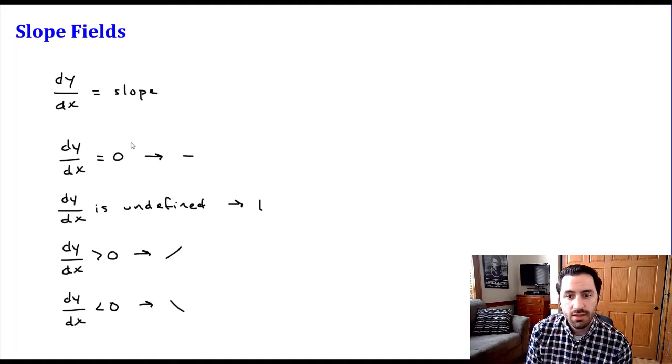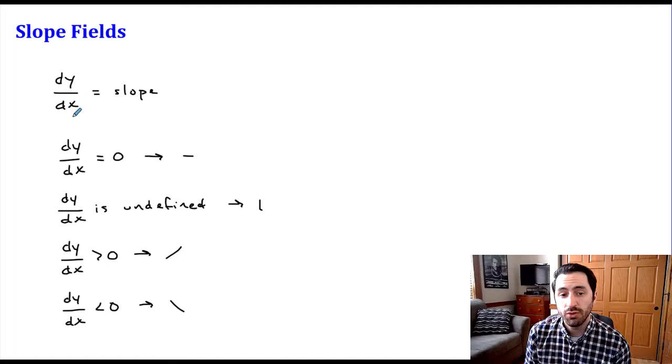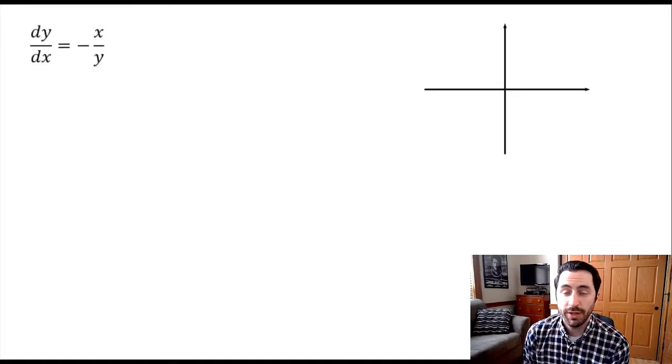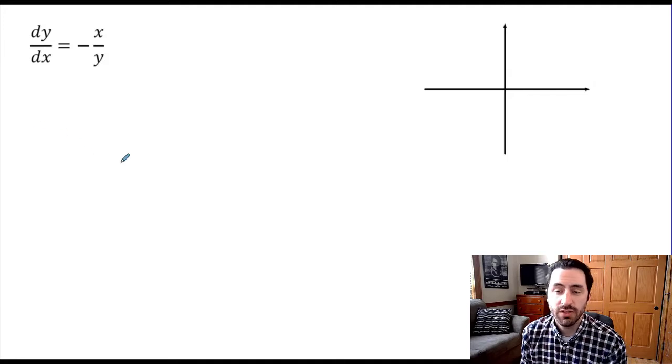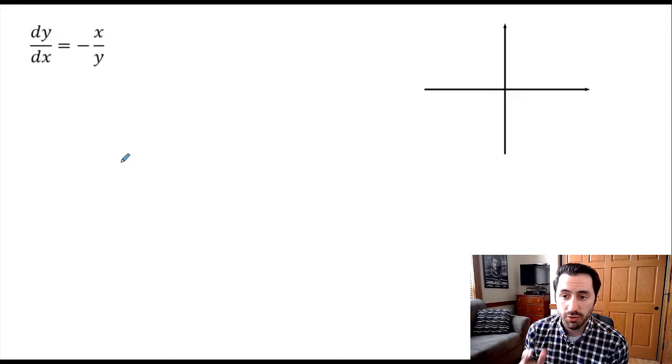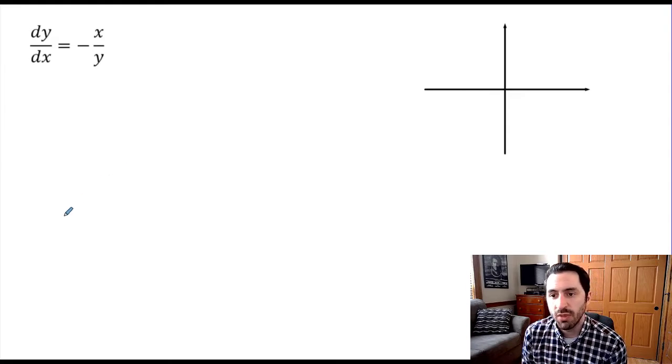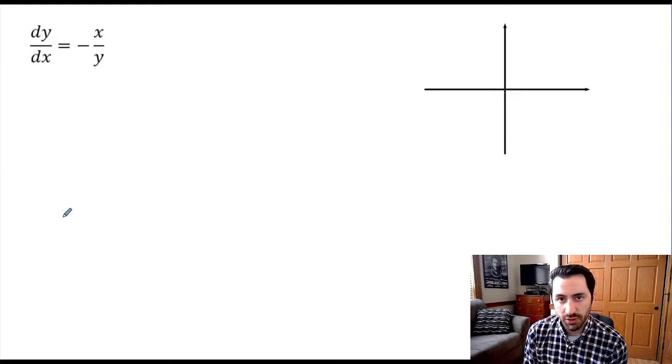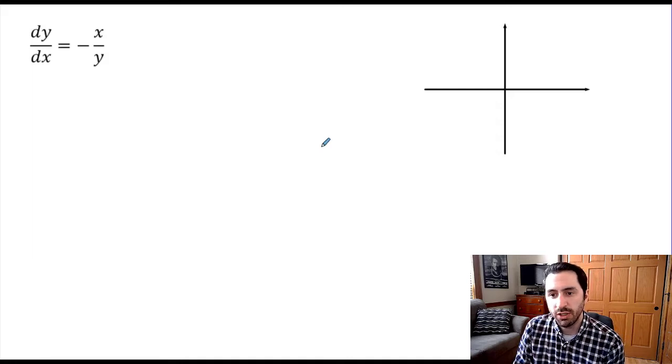All right, so now let's take a look at an example just to work through that process. Okay, so here's my example. I have dy over dx is equal to -x over y. So this is a separable first order differential equation, and I want to use a slope field to represent the possible solutions for this differential equation. So to do that, we need to pick out a range of values for the points that we want to use.